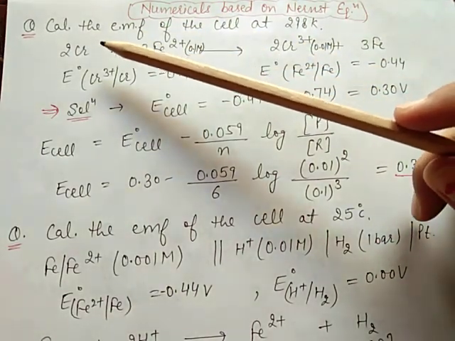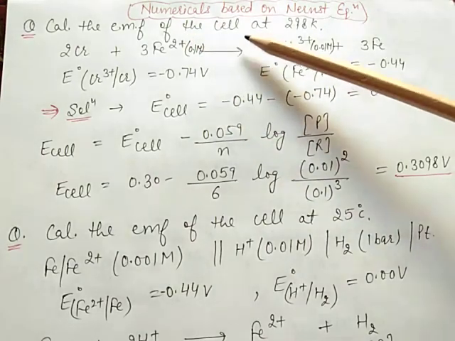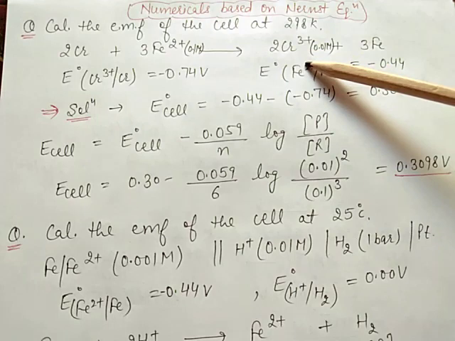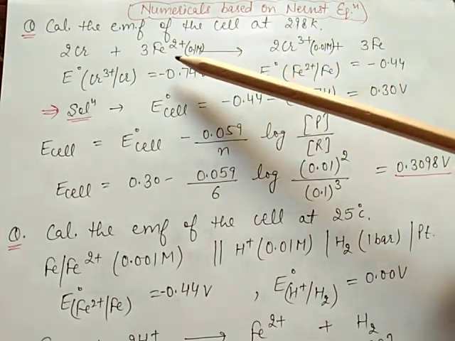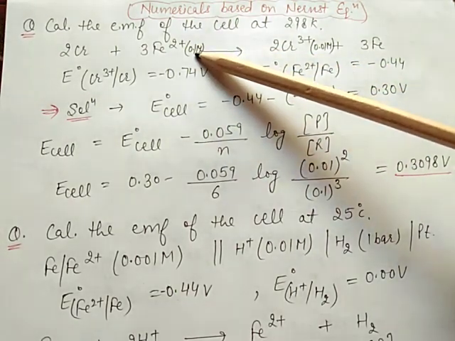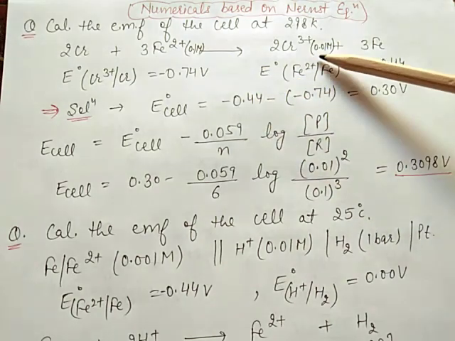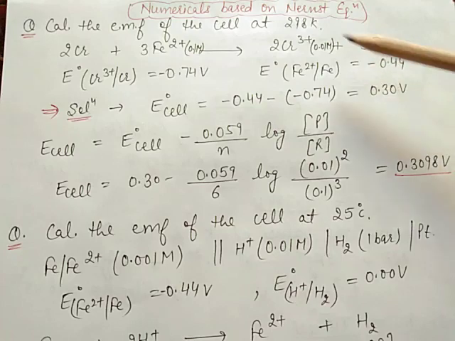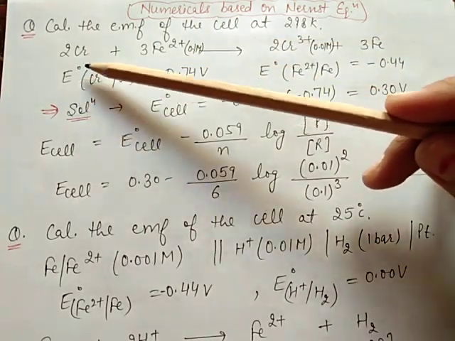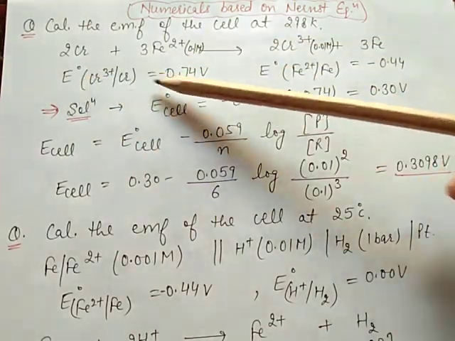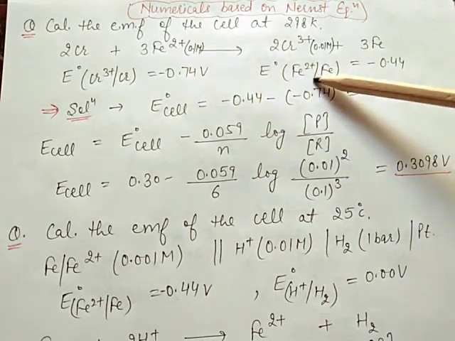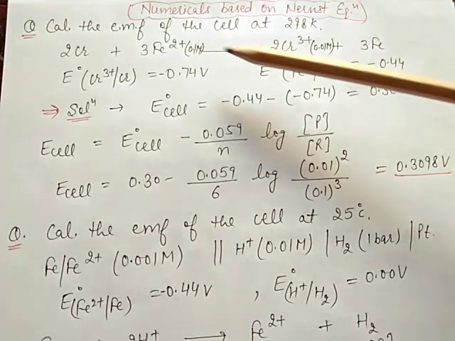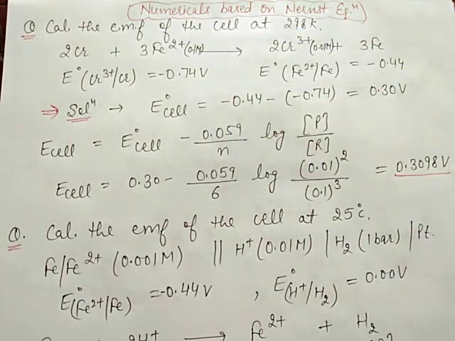First numerical: calculate the EMF of the cell at 298 Kelvin. This reaction is given. Here the iron concentration is 0.1 molar and the chromium concentration is 0.01 molar. The standard reduction potential value of chromium is given, and the iron value is also given. Then how will we calculate the EMF of the cell?